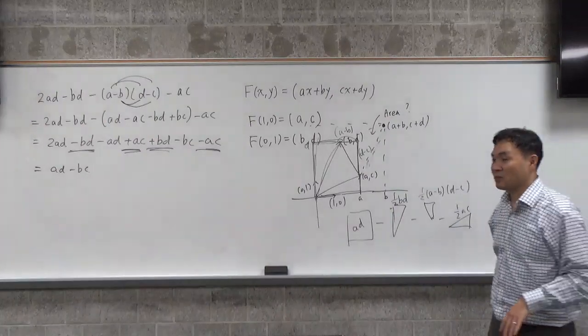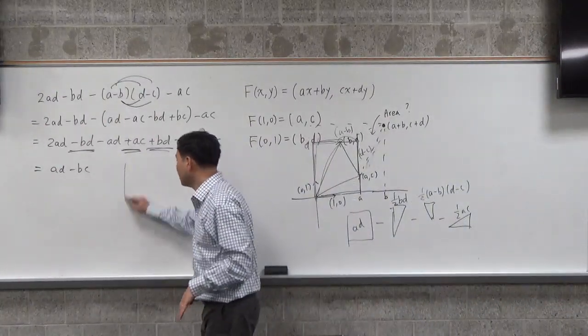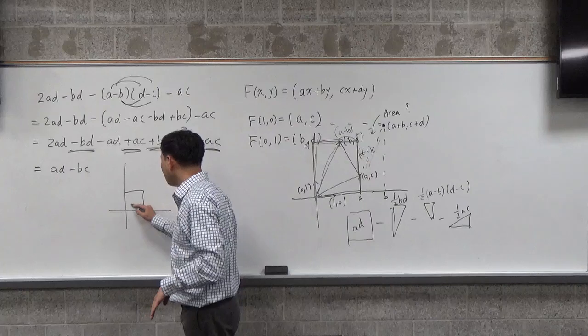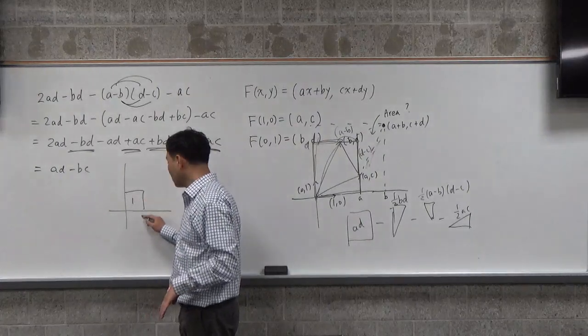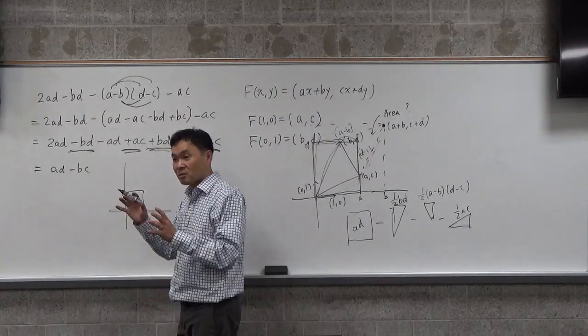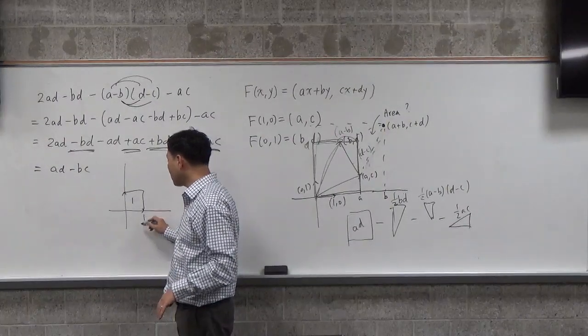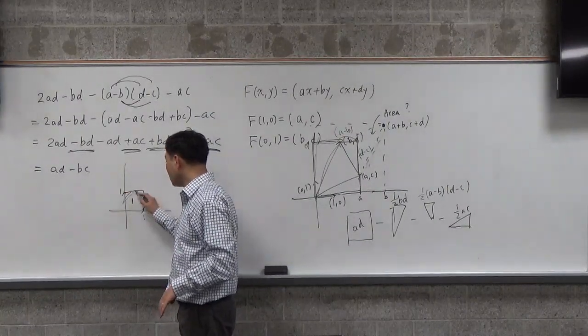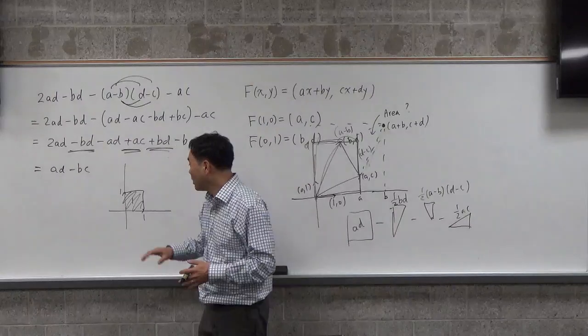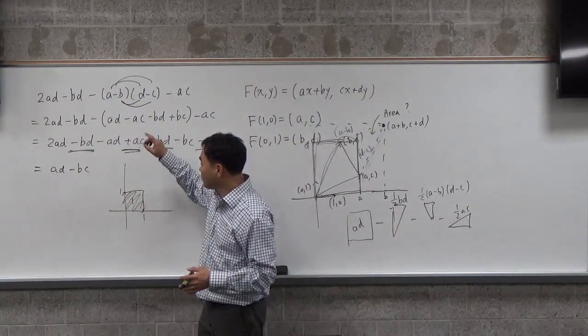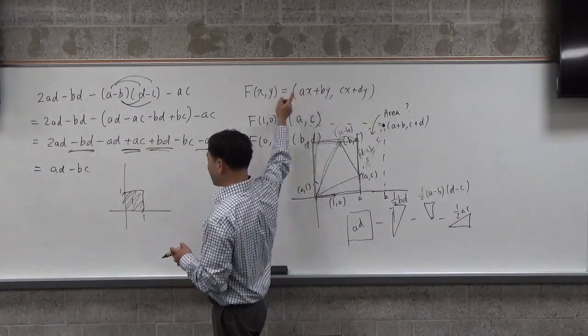Okay, so what does that mean? That means if you have area 1, because this is the unit square, right? So it's 1, 0 and 1, 0 here. You start with this square, and you apply the transformation F, which is this one.